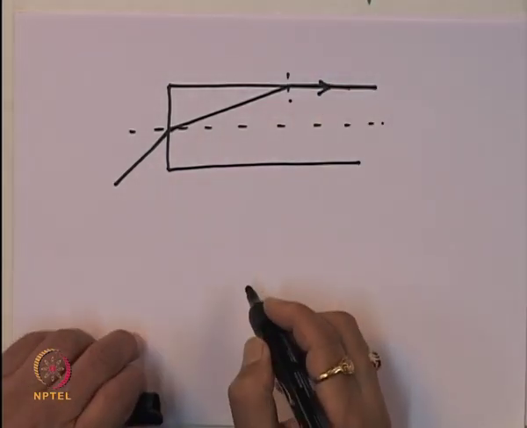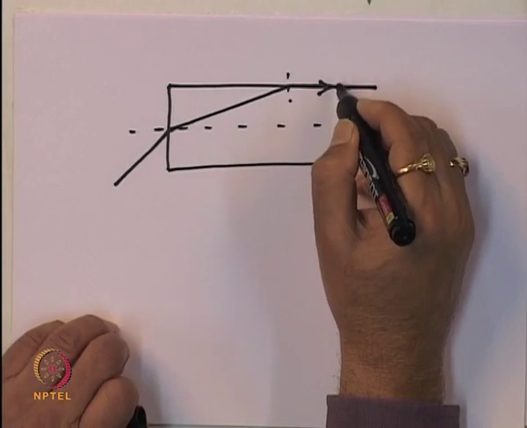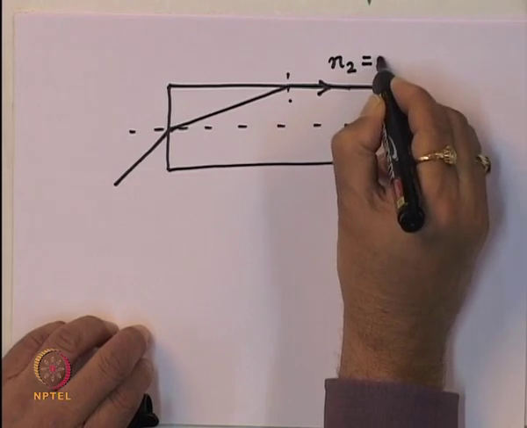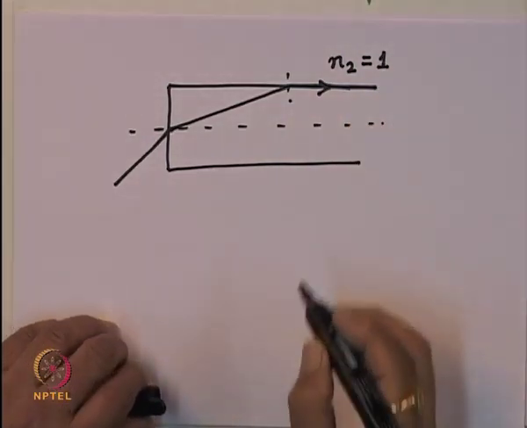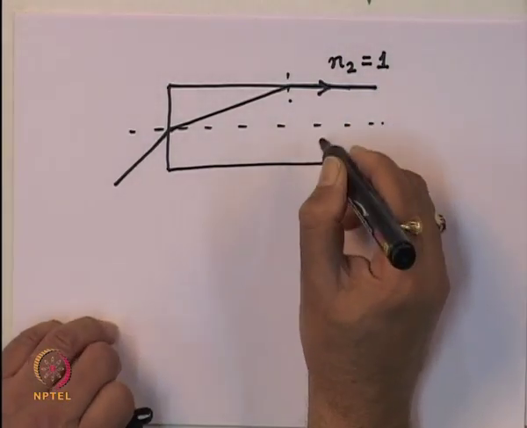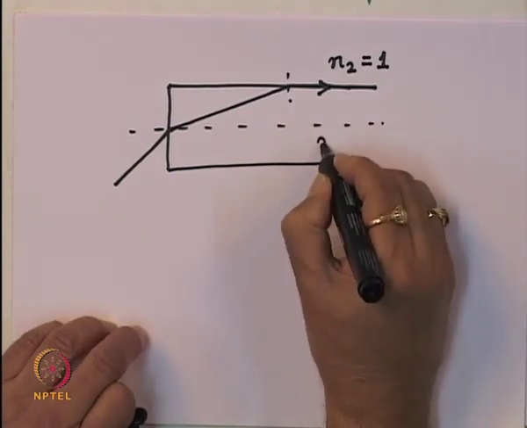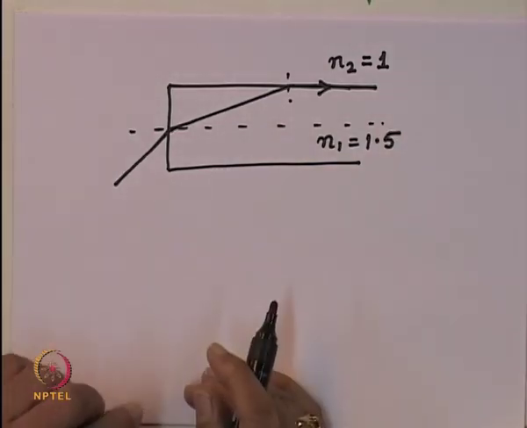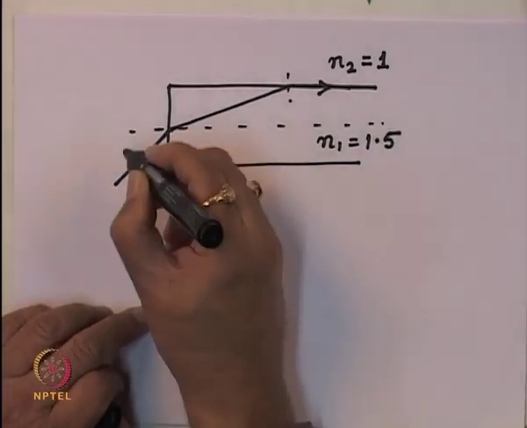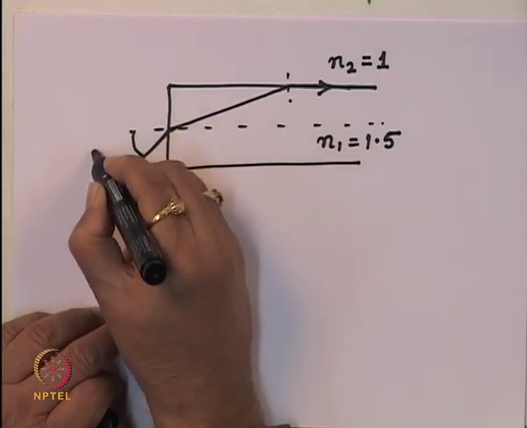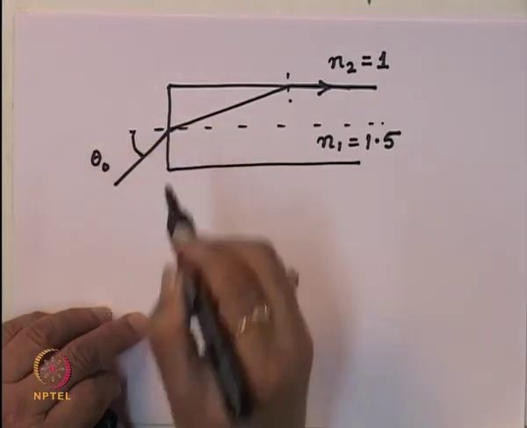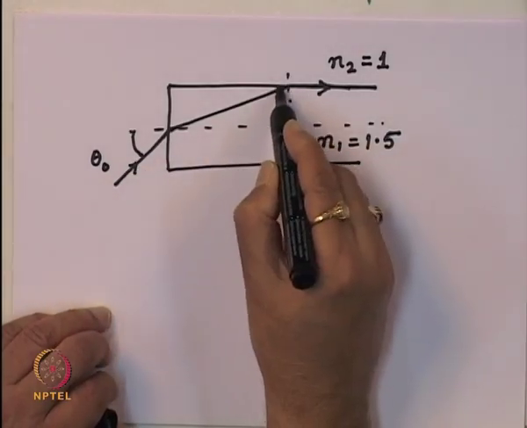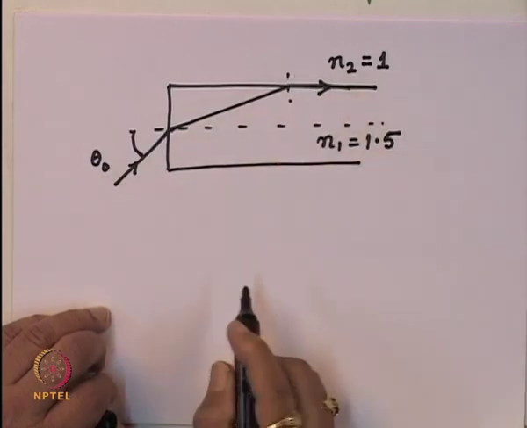and the cladding. Now, since there is no cladding for this fiber, the refractive index n2 for this is equal to 1. The refractive index of the fiber, which is glass, is n1 and that is equal to 1.5. This angle is theta 0 maximum, that is the ray which is barely totally internally reflected from the core cladding boundary.